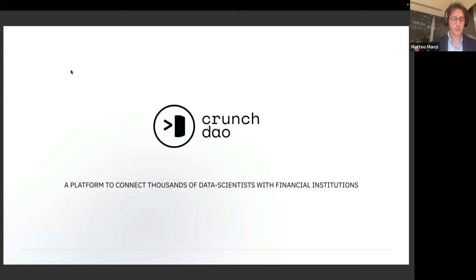So CrunchDAO, we are a platform connecting thousands of data scientists with financial institutions. So the idea is to have this intermediate object that connects a lot of technically skilled people, potentially from different fields, that are interested in providing solutions for financial problems that are characterizing financial institutions, of course.